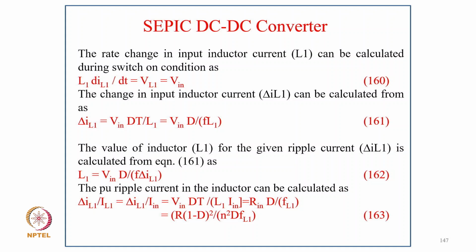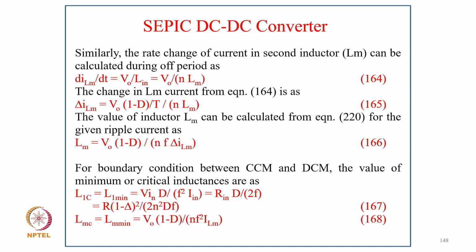The value of the inductor for the given ripple delta IL1 is calculated from L1 equal to Vin d upon f delta IL1. The per unit ripple current in the inductor can be calculated as delta IL1 upon IL1 equal to Vin dt upon L1 IL1, equal to Rin d upon f L1, equal to R 1 minus d square divided by N square f L1.